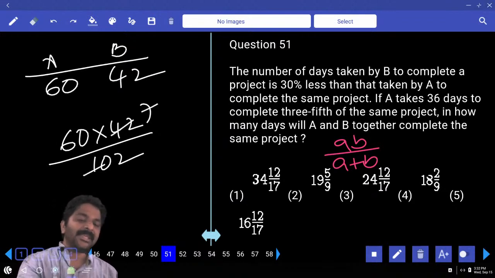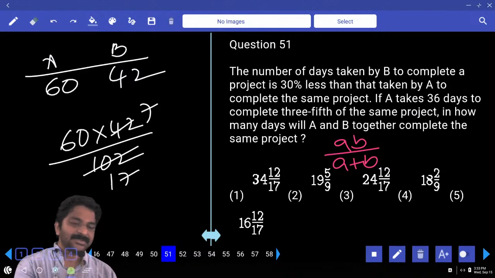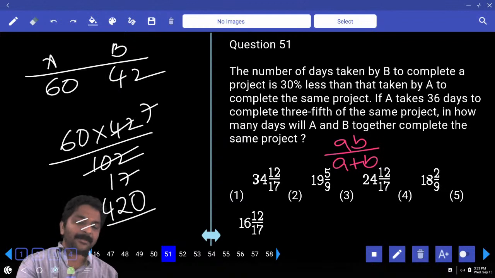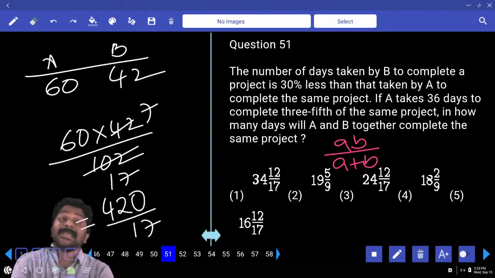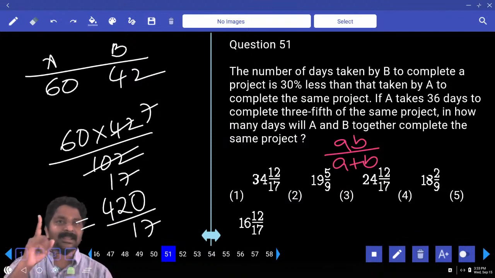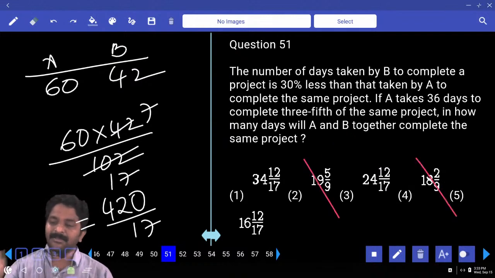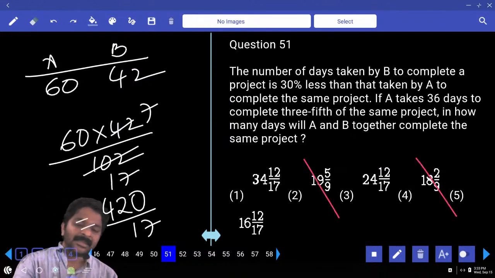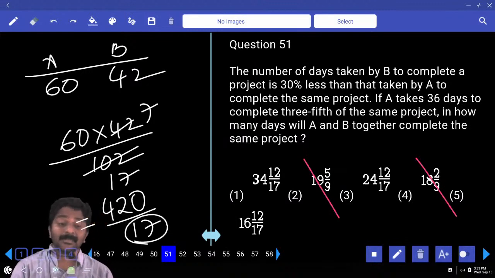6 7 times, 6 17 times. Numerator 60 into 7, 6 into 7 is 42, divided by 17, because your denominator is 17 which is a prime number. Even in your answer, either you should get an integer or you should get denominator 17. Am I right? With that reason I can eliminate directly the second option and the fourth option. 17 2 times is 34. In 42, 17 2 times only is possible. So you know that your answer should start with which option?